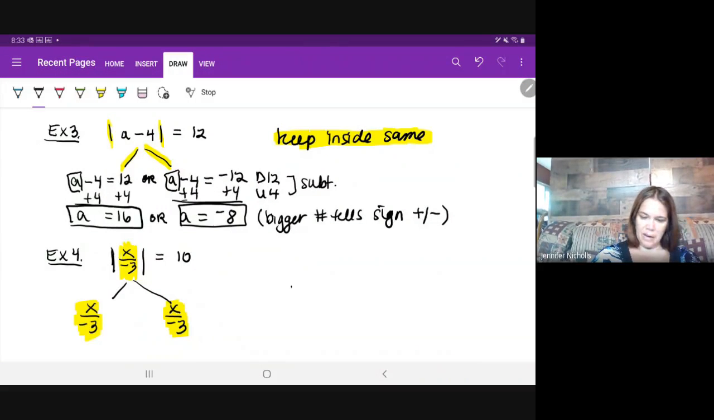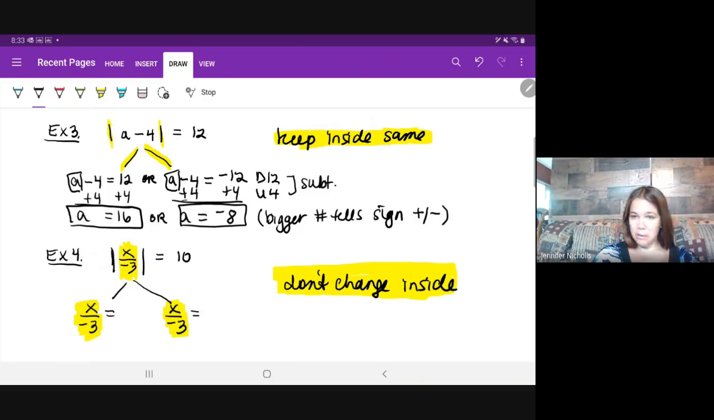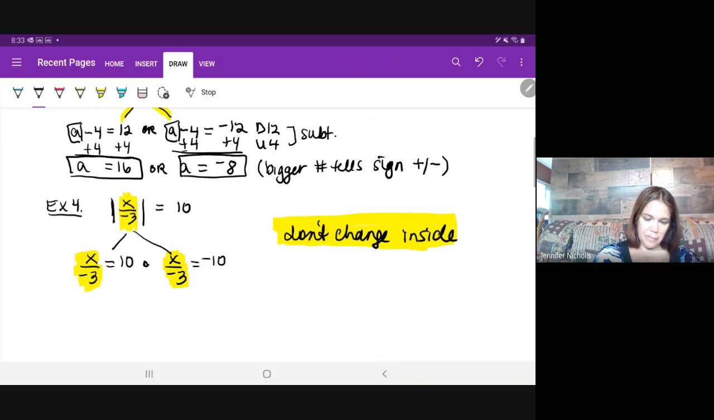Okay, let's write a note over here. Don't change inside. Okay, and you're writing these notes for yourself too, because you're going to need this in Algebra 2 and in college. And you're going to have these Algebra 1 notes with you, and then you're going to have to know how to solve them. Okay, what two things do I make them equal? 10 and then -10. Yep. And then how do I get x alone?